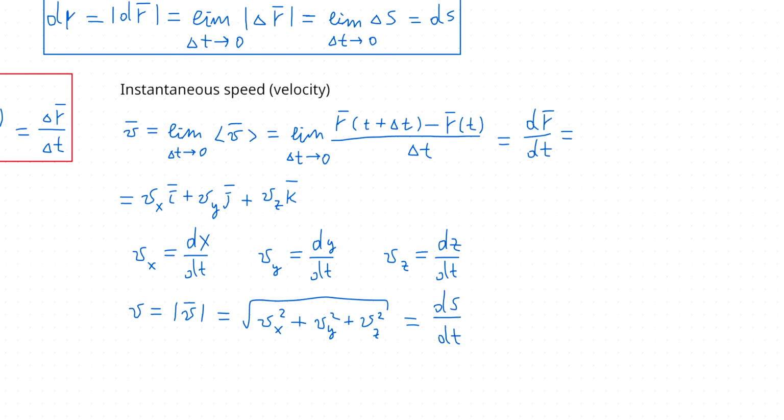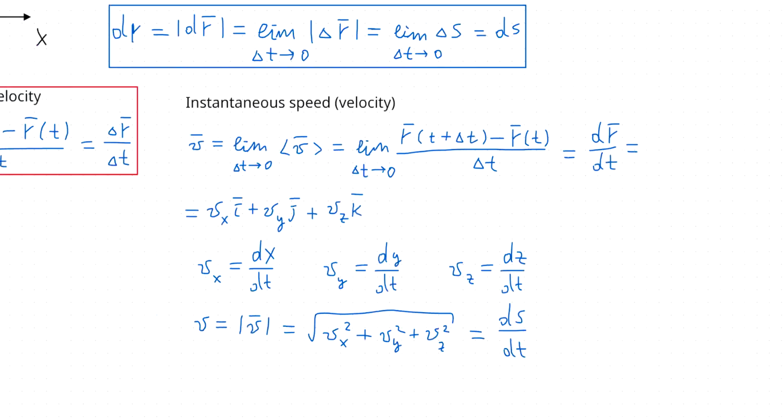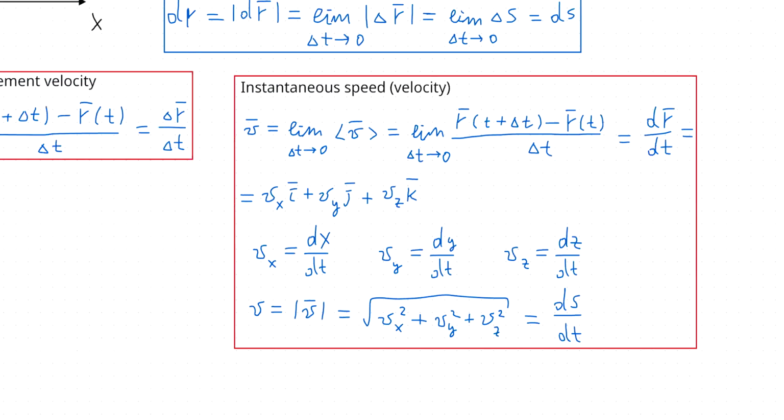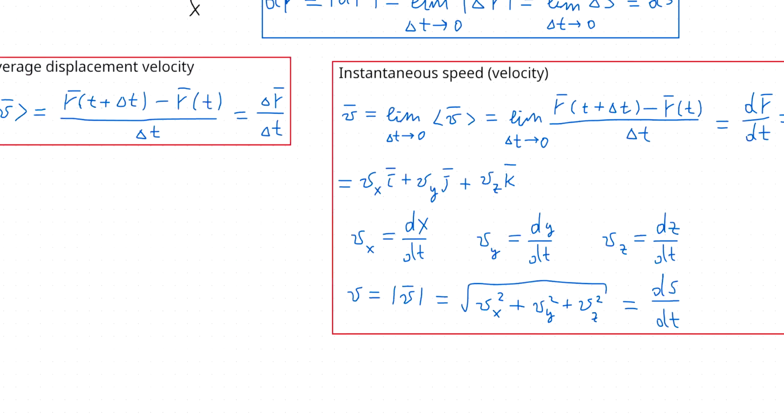And leave just the final result. So in this way we defined instantaneous speed or velocity, and this is enough to describe motion with good accuracy.